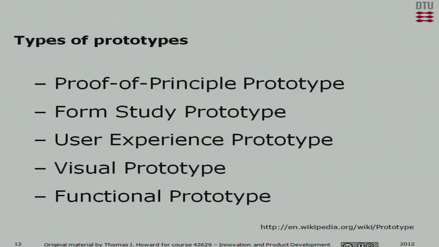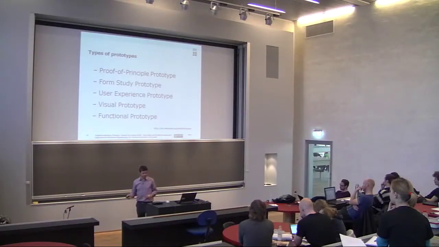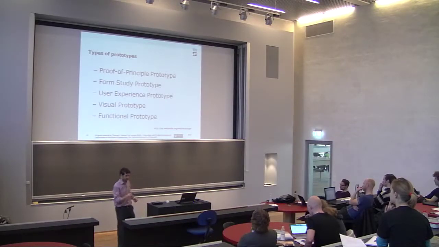So the taxonomy of prototypes we're going to be working with today are five different prototypes. Firstly, a proof of principle, a form study prototype, user experience prototype, a visual prototype, and a functional prototype. There may be others, perhaps you can comment on it afterwards once we've gone through the list.